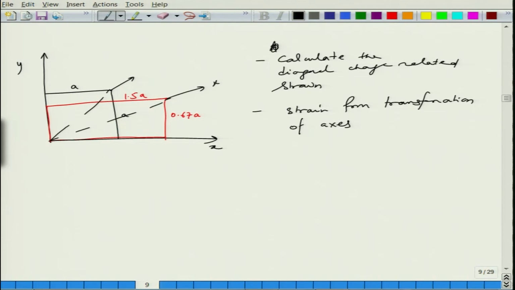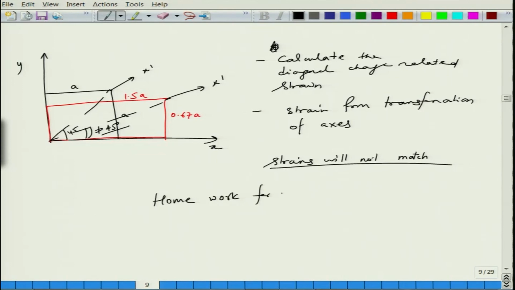So this will become x prime, but here you can see the angles are no longer 45 degrees. In this case it is 45 degrees, but in this case it is not equal to 45 degrees. So you will have to work out the angles clearly, and you will see the strains will not match.